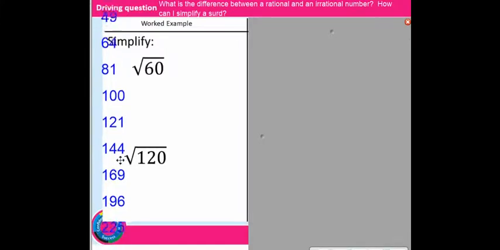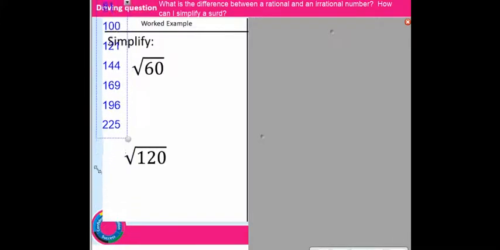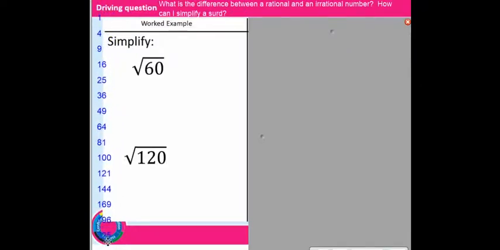Here are some of the square numbers that I'd expect you guys to know already. When we're simplifying surds, we always look for factors that are square numbers. So root 60, let's go through. Yes, it has factor 1, looking for the highest factor that's a square number. Yes, it has factor 4. Not 9, not 16, no, 4 is the highest.